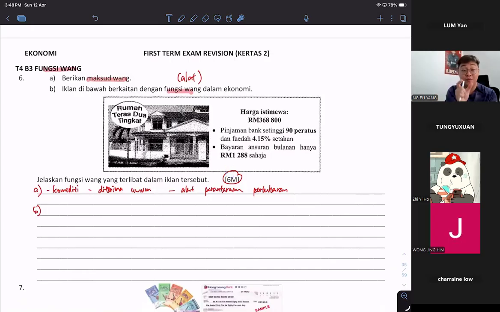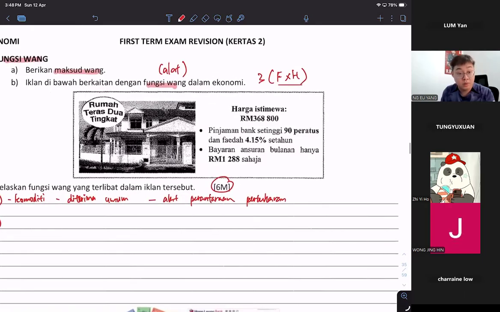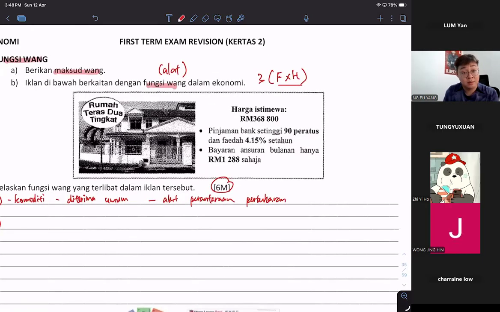Don't give me the answer yet. How many fungsi to elaborate first? Okay, 3, thank you. So guys, 3, because fakta plus huraian is going to cost you 2 marks for each. So that's why 3 times 2 equals 6 marks. Okay, so what is it? Perantaraan pertukaran, because this is the value for the house, rumah teras 2 tingkat, so a double story house. And other than that, ukuran nilai.